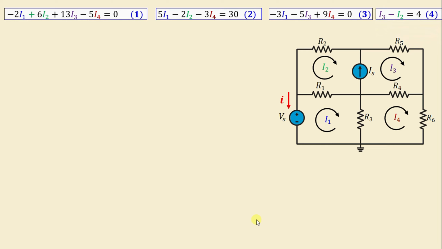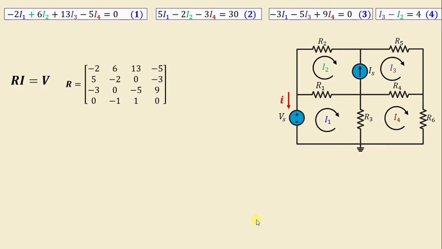Those equations are expressed in matrix form as follows: R i is equal to V, with R given by this matrix. Negative 2 is the coefficient of I1 in the first equation, the coefficient of I1 in the second equation, the coefficient of I1 in the third equation, and the coefficient of I1 in the fourth equation.